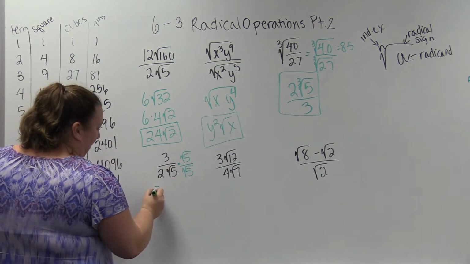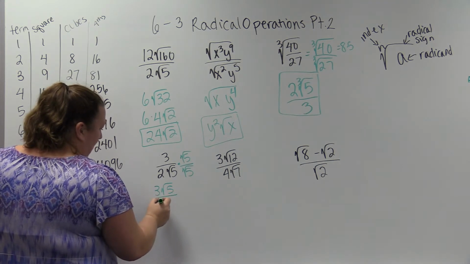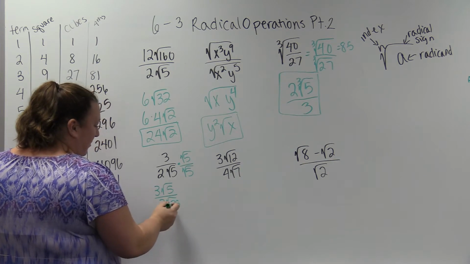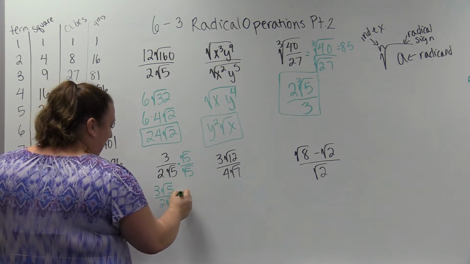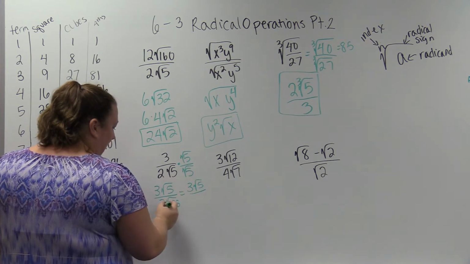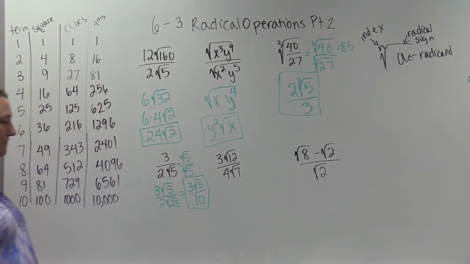So I get 3 square roots of 5 over 2 square roots of 25. The square root of 25 is 5, so I get 3 square roots of 5 over 5 times 2 is 10, and that's my answer. That's not too bad, right?